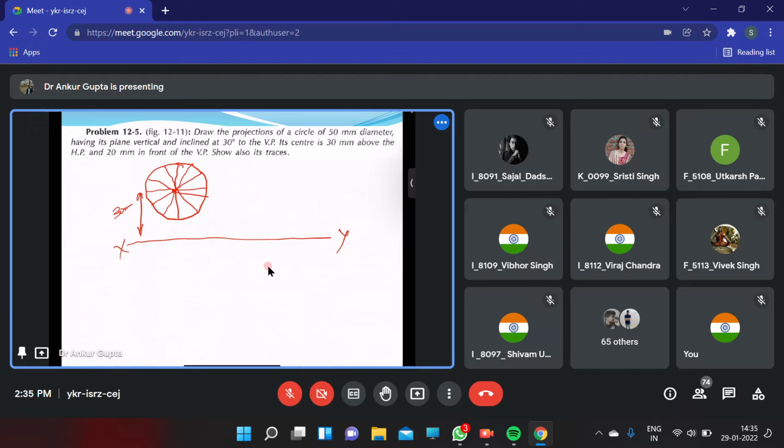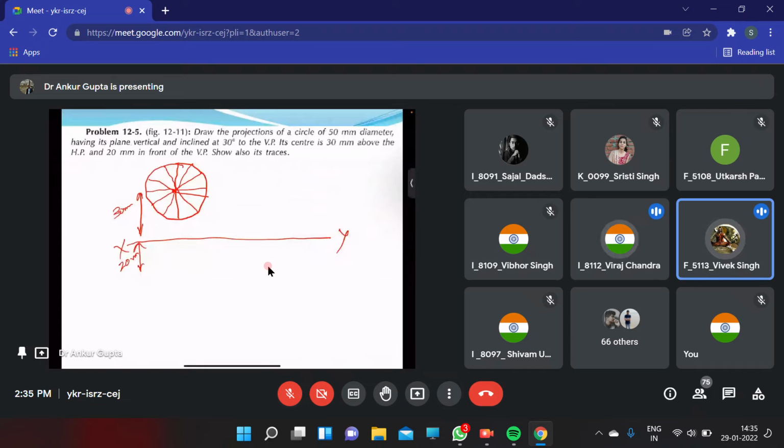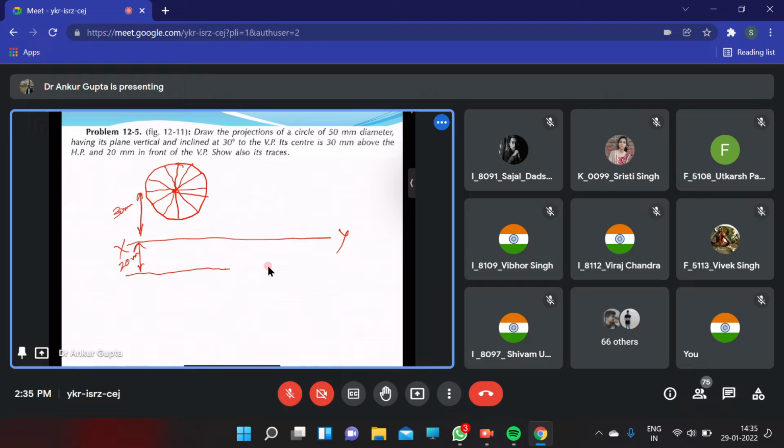second thing, what it is given? It is 30 mm above the HP and 20 mm in front of the VP. ठीक है? तो front of the VP का मतलब यहाँ से हम 20 mm लेंगे. We'll take 20 mm from here. And what you will get here? You will get a trace here. Trace of this circle, a line of 50 mm length. ठीक है? I have drawn a rough line to show you something.